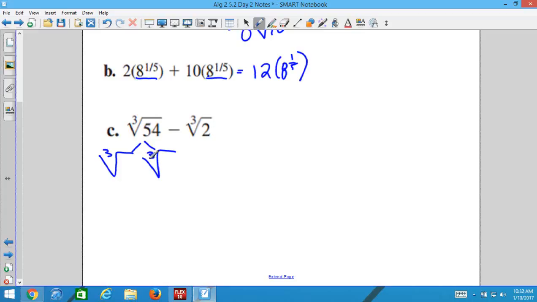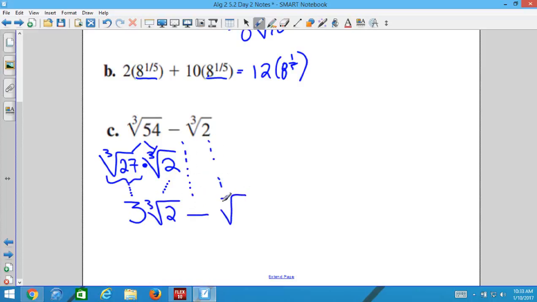27 goes into 54 2 times. So we're writing this, by the way, as multiplication between these two things. Write it as cube root of 27 times cube root of 2. And you say, what is the cube root of 27? It's 3. Bring down the cube root of 2. Bring down the minus sign. Bring down the cube root of 2.